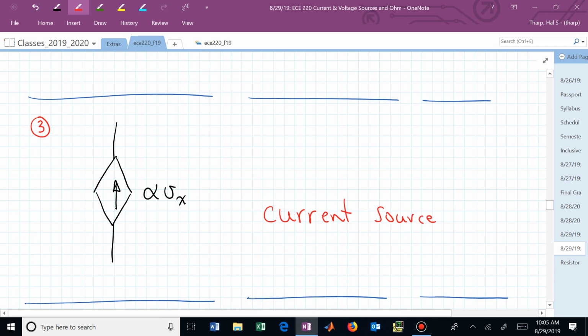And what controls that current source? A voltage. So this is now a voltage controlled current source, and now we would say, oh, that's a VCIS.